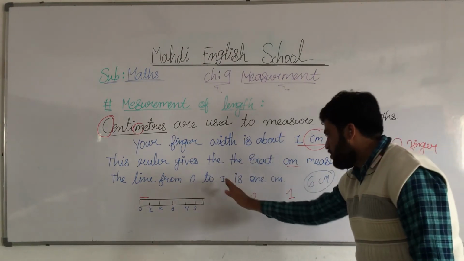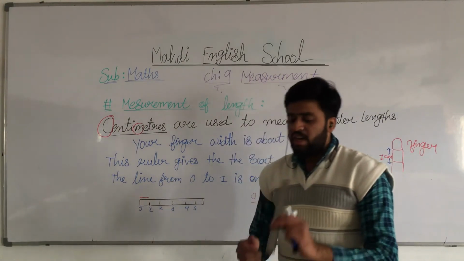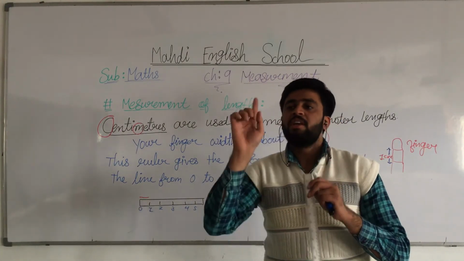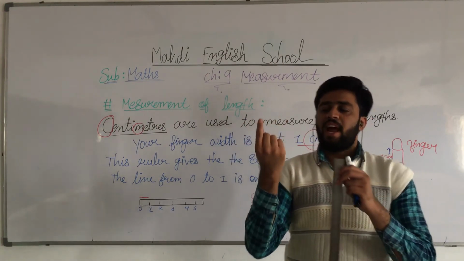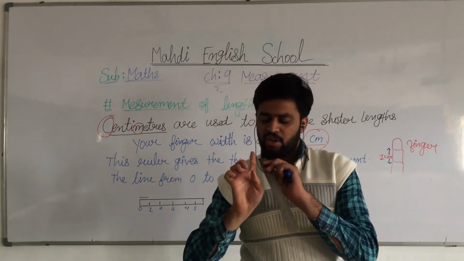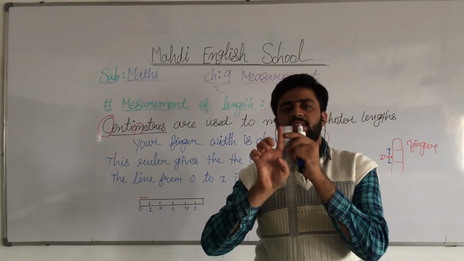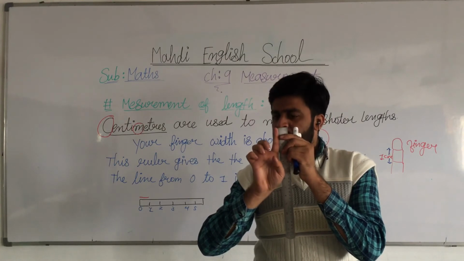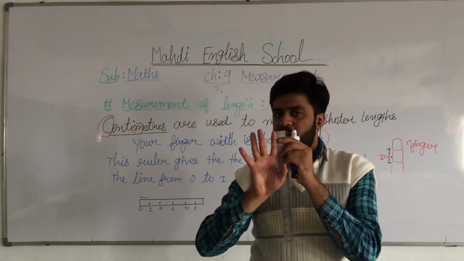The line from 0 to 1 is 1 centimeter. See, 0 to 1, 0 to 1. And here, see, this is my finger width, and I am checking whether it's the correct answer or not. See, 0 to 1 width is what? Yes, it's 1 centimeter. Got my points, my dear students? I hope you all have understood what I am telling you here.